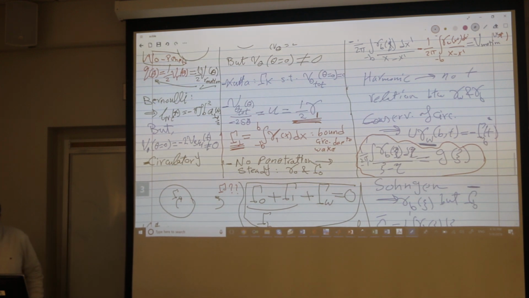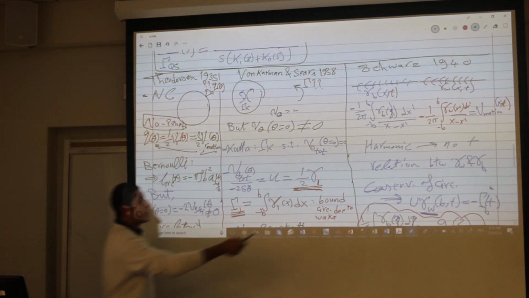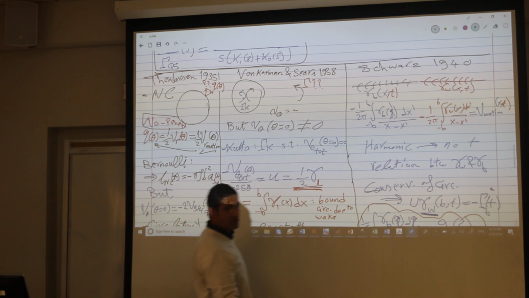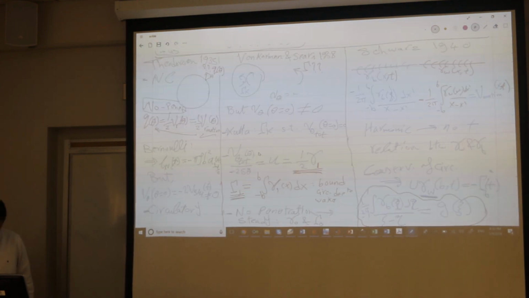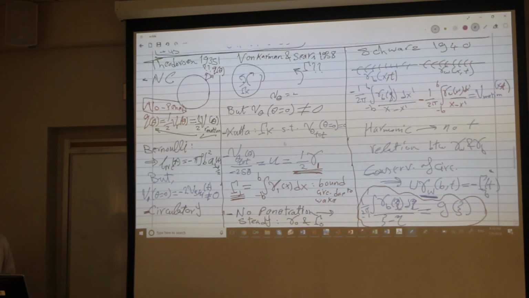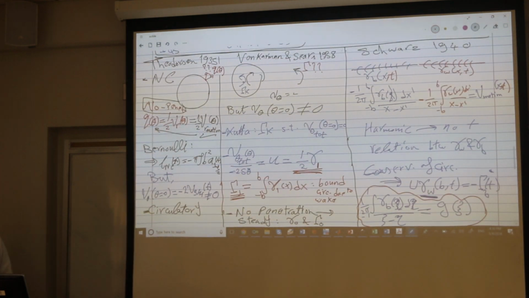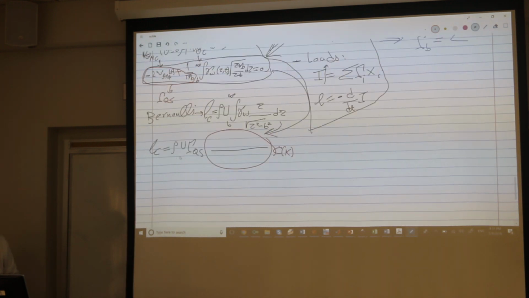And where this equation came from is the no penetration boundary condition. Okay? So this is actually the no penetration boundary condition. Any question? The loads here and the loads there are non-circulatory and circulatory lumped together. Okay? But over there you have them separate.